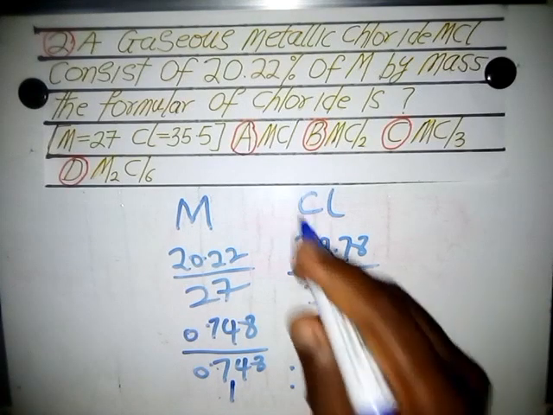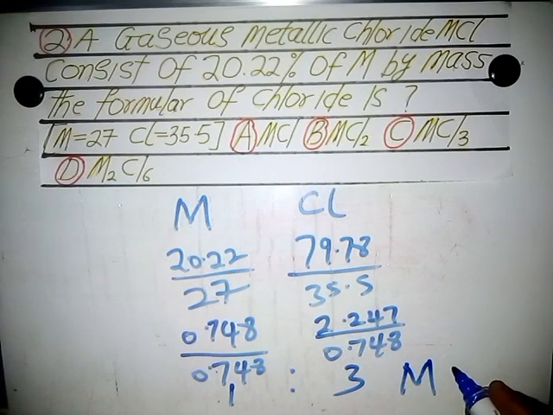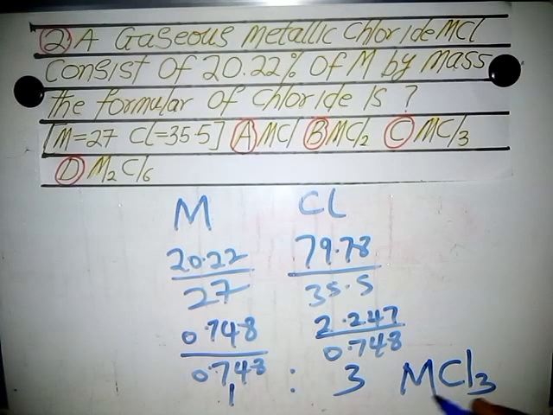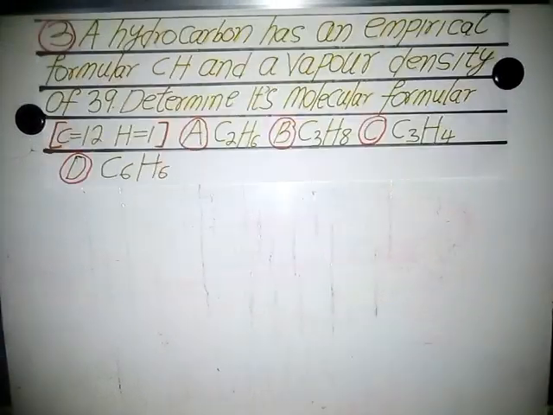So the formula is MCl3. Remember, I don't need to put 1 here. No need to put 1. Just call it M, but Cl3. So your answer is 3.